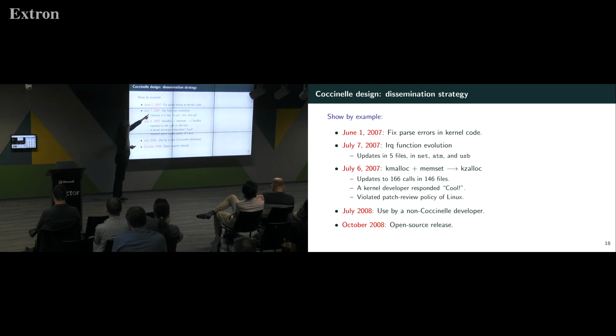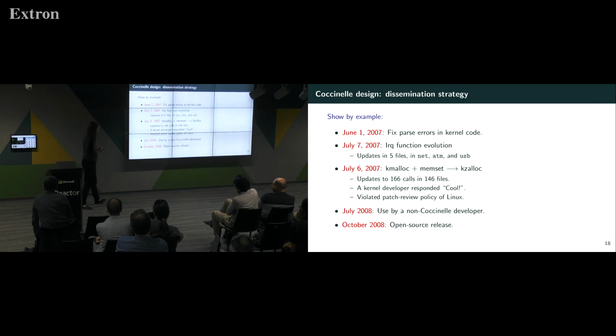The next thing we did was this IRQ function evolution. This was again a configuration issue, where we were looking at code that no one had been compiling recently, and so they hadn't seen the problem. Basically, some functions had changed their prototype. They had lost an argument, but there were some calls to those functions that still had the extra argument. And so with the rule, we were able to find this problem in 5 different files in really quite different places in the Linux kernel.